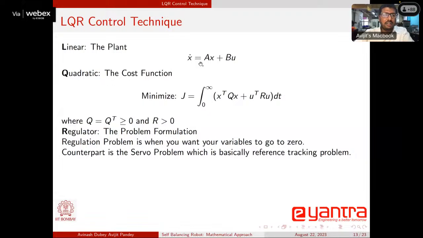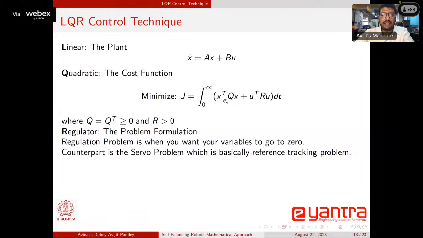Why is it called LQR? It is linear quadratic regulator controller. Why linear? Because we have the system of equations in linear form. Our system is linearized, so our equations are linear. Why quadratic? The cost function that we are trying to reduce is quadratic in nature.